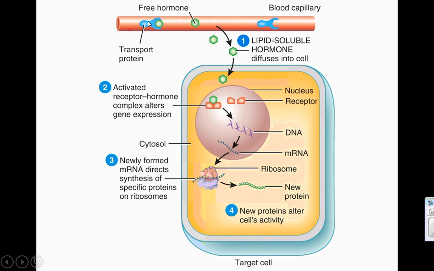And then when they leave the blood, they then have the capacity to go directly into the cell, where they then alter the cell's activities by directly influencing stuff within the nucleus, which was gene expression, where we learned DNA makes RNA, which then makes proteins. And as we learned, proteins are the things that actually alter the cell activity.